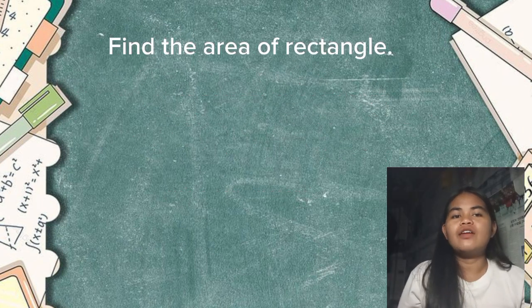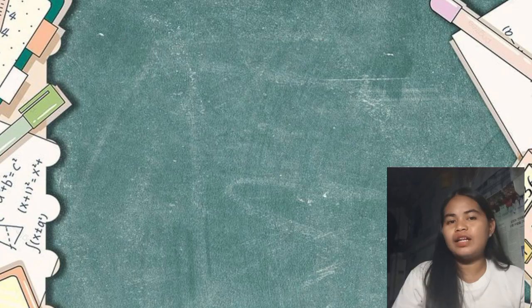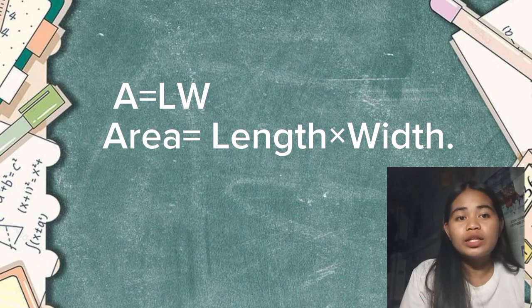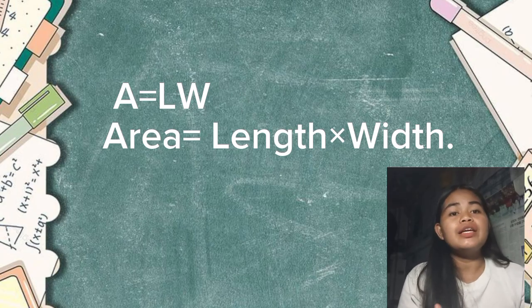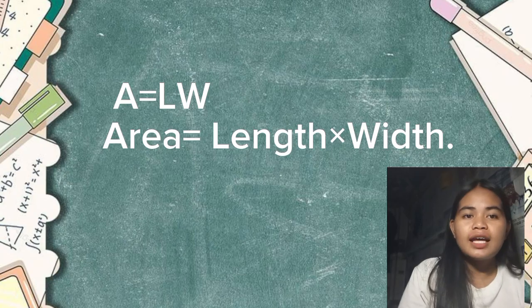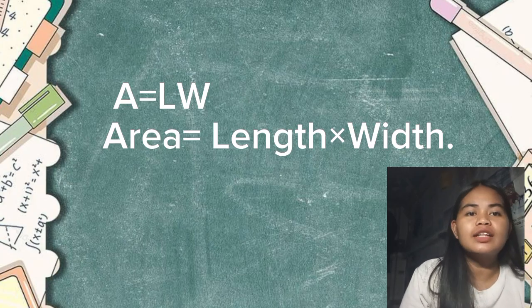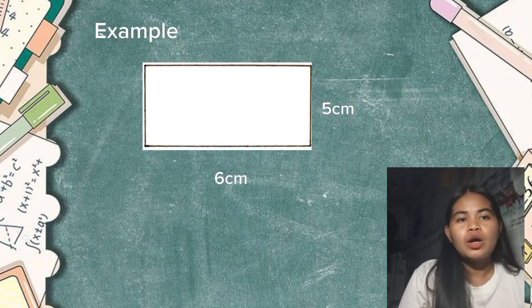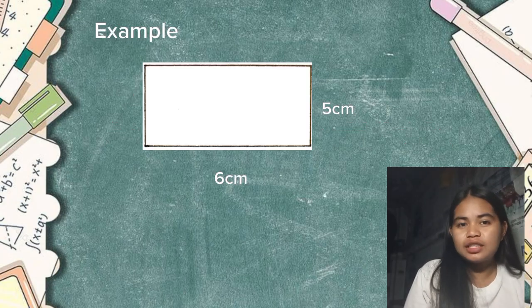Find the area of rectangle using the following. To find the area of rectangle, you need to multiply the length and width, and the formula will be A equals L times W, or area equals length times width, which means A represents area, L for length, and W for width. Example, this rectangle.